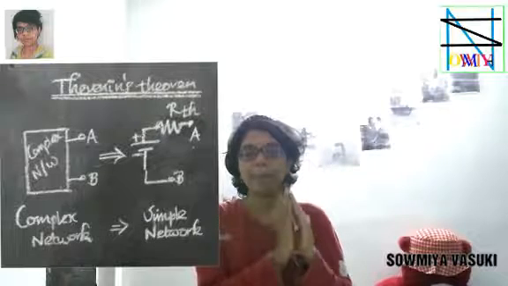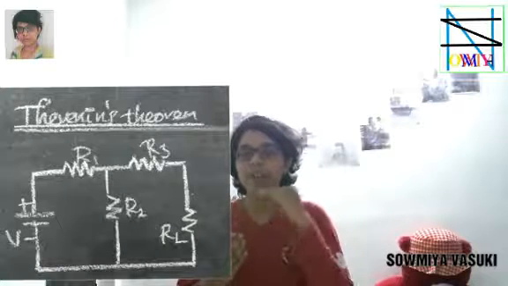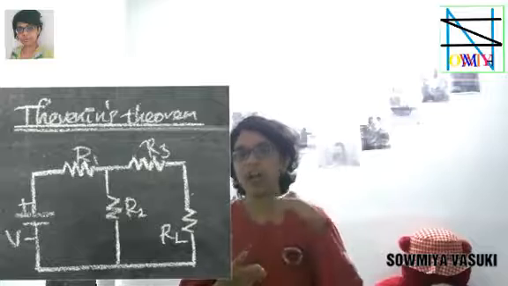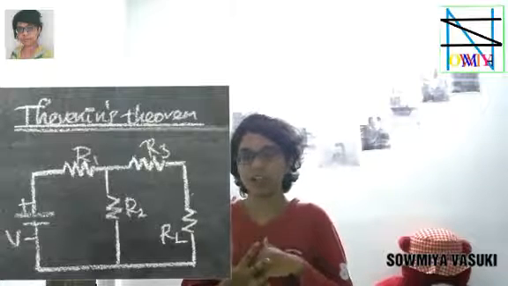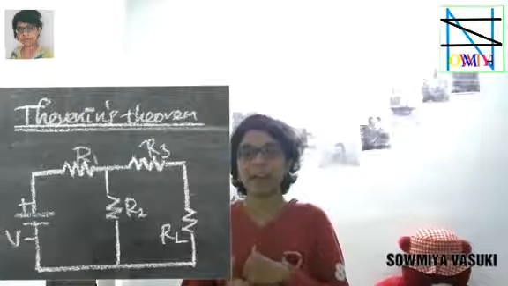Let's see the complex network reduced to a simple network. The simple network consists of the Thevenin voltage, the Thevenin resistance, and the load terminal, R L.